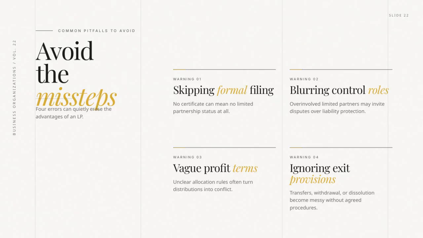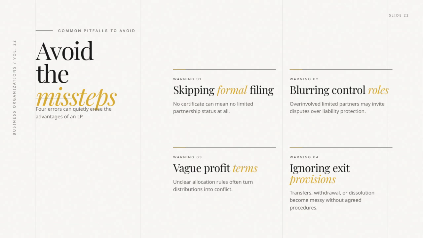Let's talk about some common pitfalls to avoid when dealing with limited partnerships. There are 4 key errors that can seriously undermine the benefits of an LP. First, skipping the formal filing. Without the proper certificate, the limited partnership status may not even be recognized, which can cause major issues down the line. Second, blurring control roles.